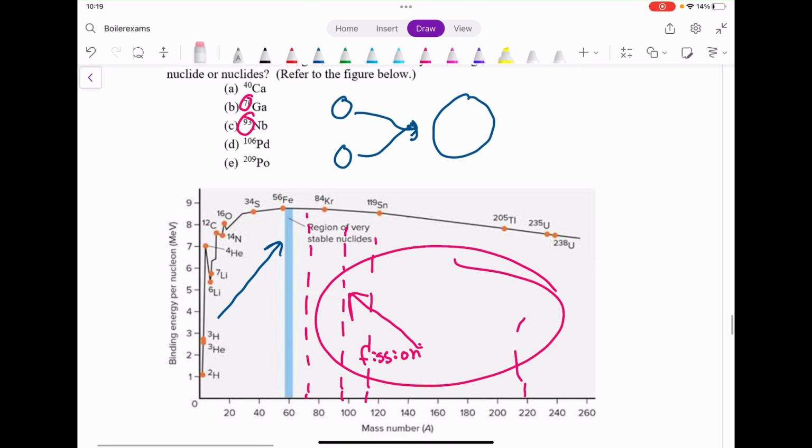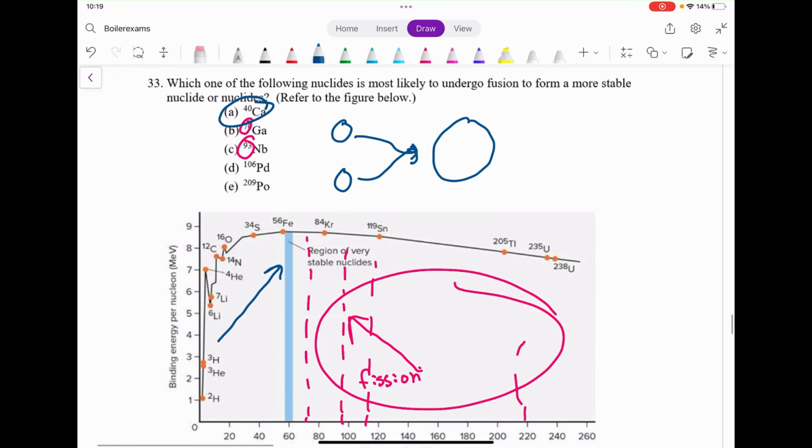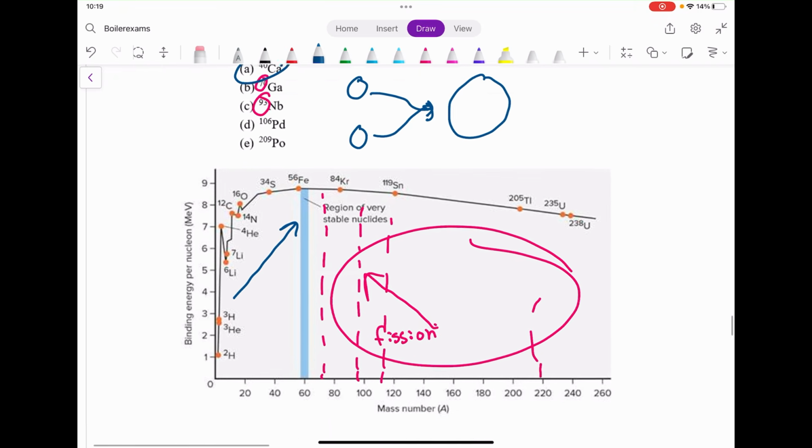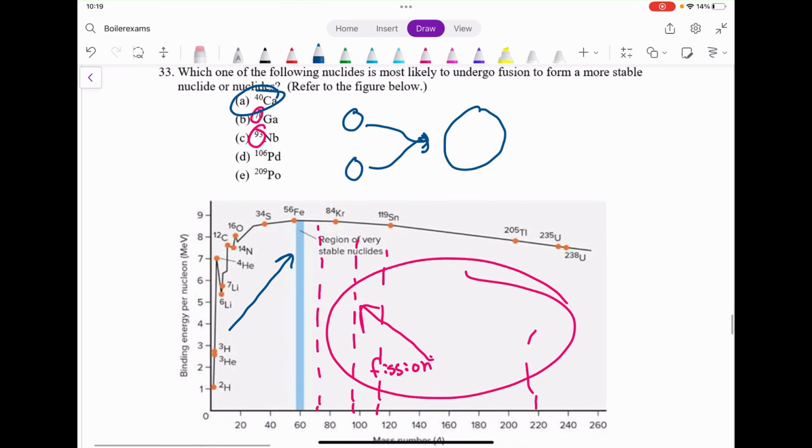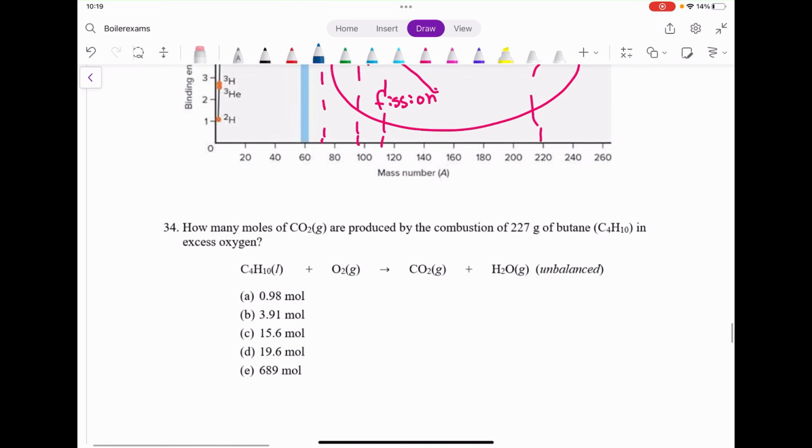The calcium is the only one that is to the left-hand side. It's the only one small enough that would do fission, 33A. Or fusion. It's the only one that would do fusion. Fusion is where you come together, and that's what they're asking about. 33A.